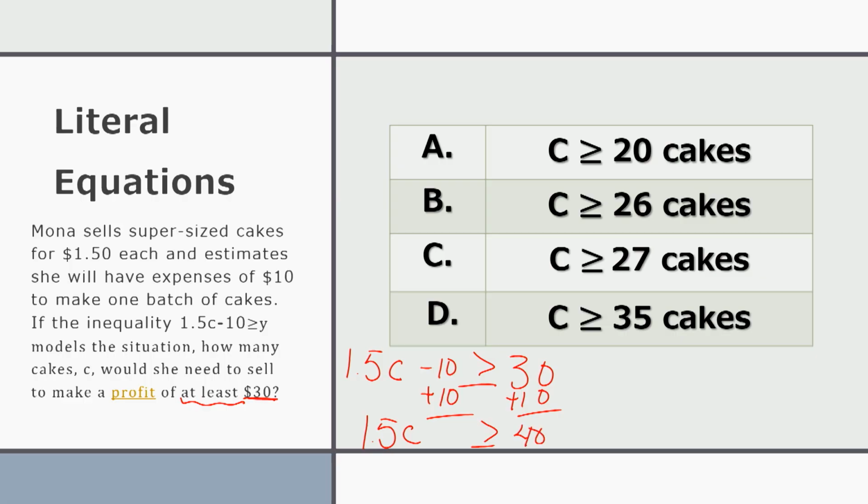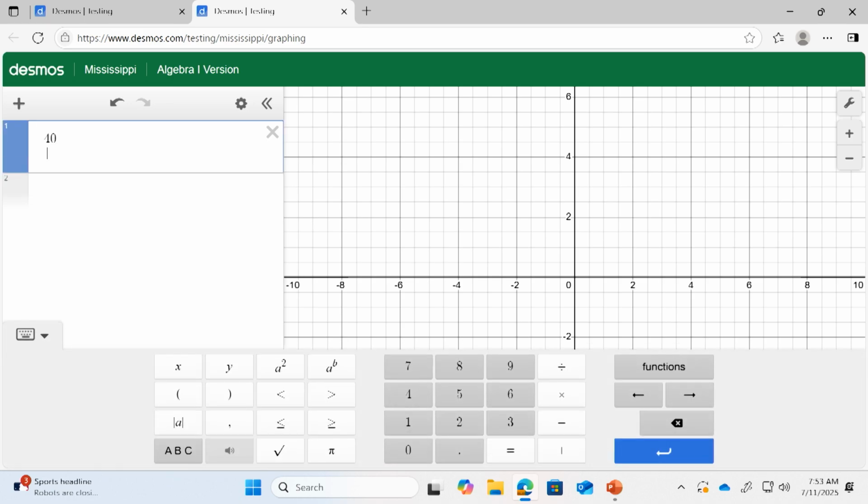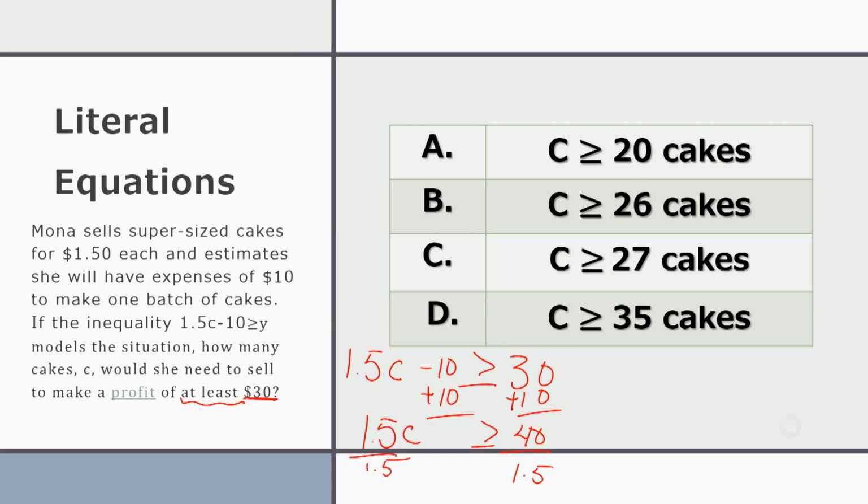Now, I want to show you something that Desmos will do. I have 1.5 that I need to divide here. Let's say that your calculator loses battery, and I need to make sure I get this fraction correct. I can pull Desmos up, and I can say 40 divided by 1.5, and it tells me 26.6 repeating. So I can use that as a calculator as well? Absolutely. So I can say C has to be greater than or equal to 26.6 repeating.